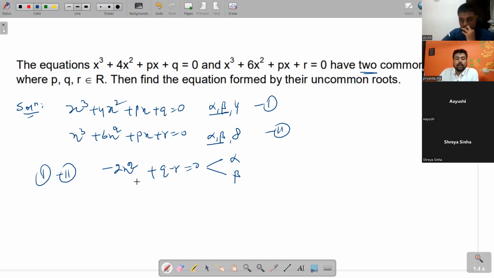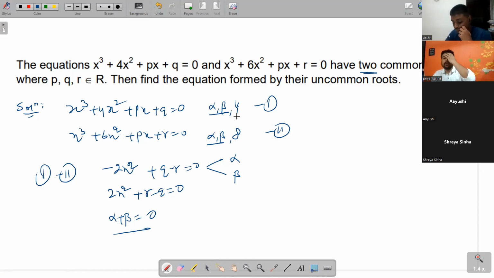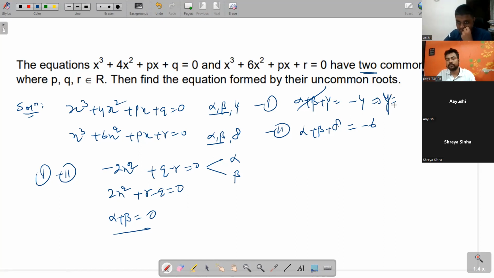So remember this. From here, you can see this is 2x squared plus r minus q equal to 0. Now, alpha and beta are the roots of this. So alpha plus beta is 0, because there is no term of x. In the cubic equation, I already told you how to find the sum of the roots: alpha plus beta plus gamma is minus b by a, that is minus 4. And alpha plus beta plus delta is minus 6. Alpha plus beta equals 0, that you found. So gamma is minus 4 and delta is minus 6.